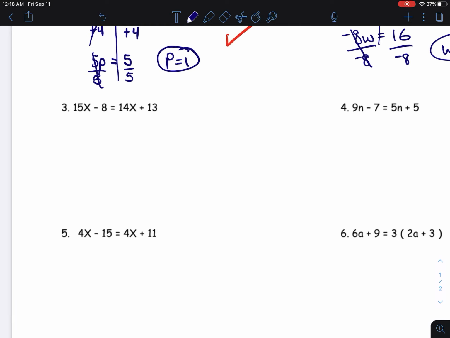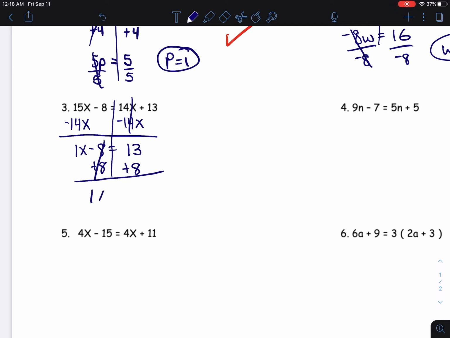All right, next one. 15x minus 8 equals 14x plus 13. So I'm going to move my x's. I have a positive 14x, so I'm going to subtract 14x from each side. That's going to give me 1x minus 8 equals 13. Then I want to move my 8 over. It's a minus 8, so I'm going to add 8 to undo that.